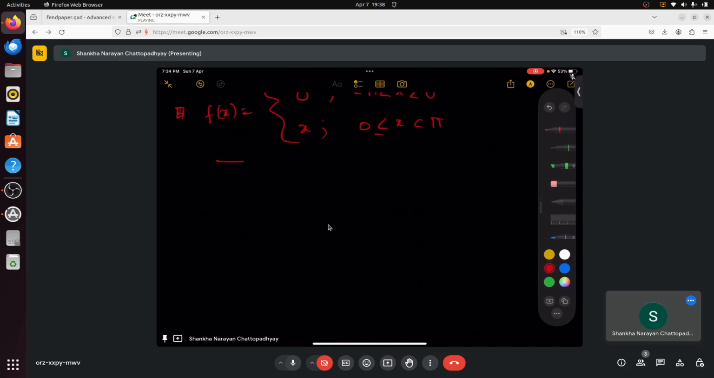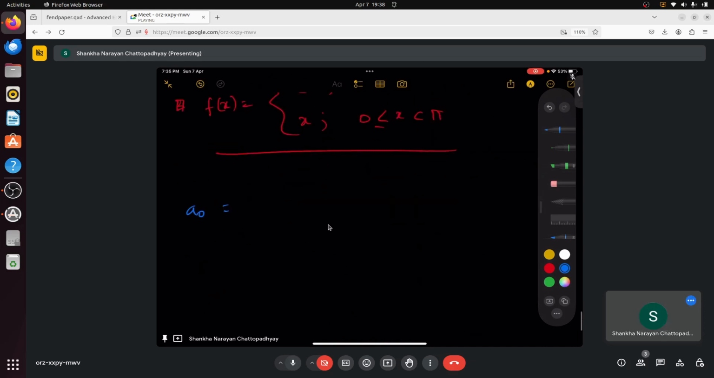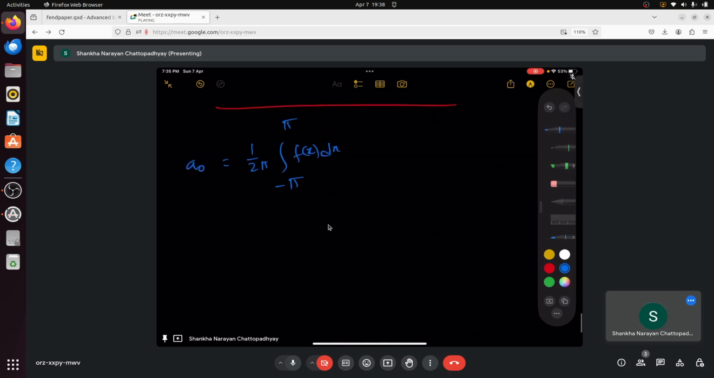Okay, next we will try to solve this problem. First we will need to determine a0. So a0 is 1 by 2 pi, integration from minus pi to pi of f(x) dx. This becomes 1 by 2 pi. Krishna Swami sir, are you with me?